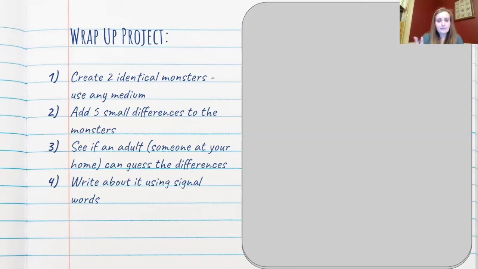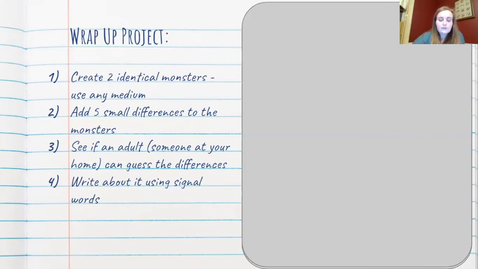So you're going to make 2 different monsters, and you want them to look exactly the same. Then, once you've created those, you're going to add 5 small differences. So kind of like what we've been doing with those pictures this week, you're going to add 5 small differences to your monsters.